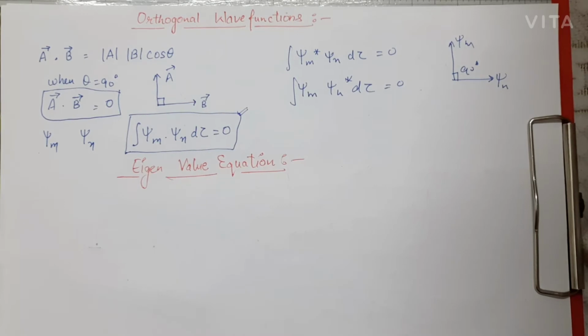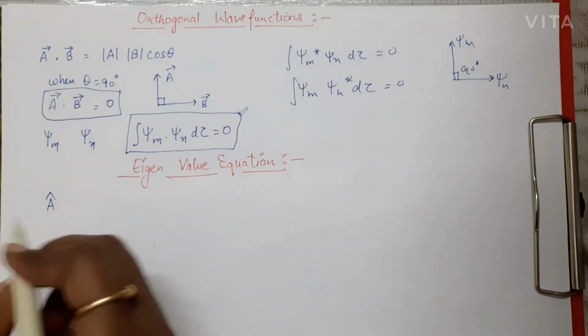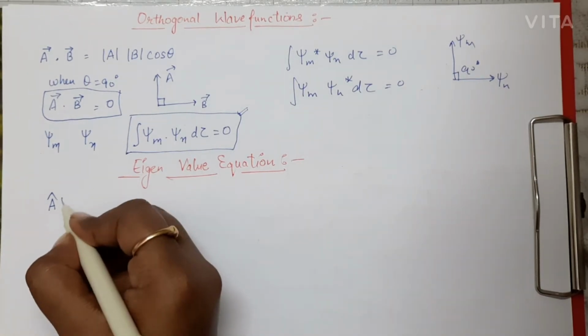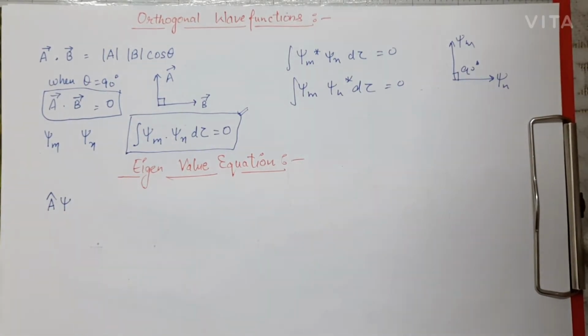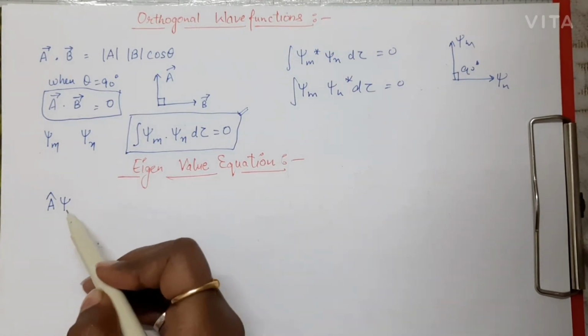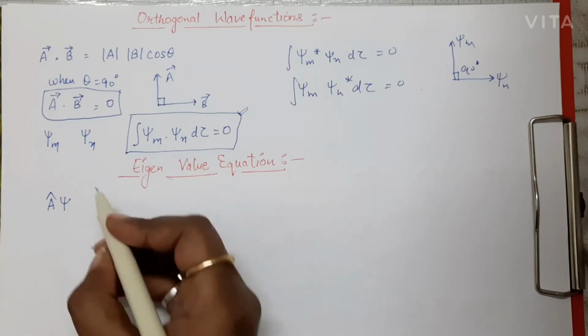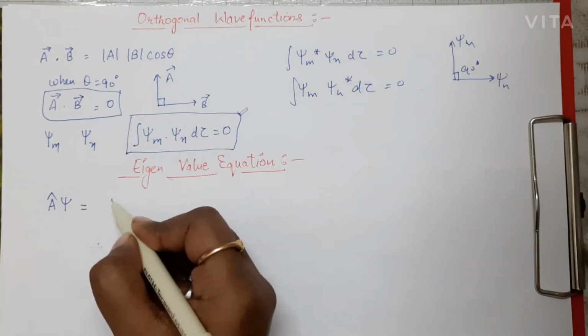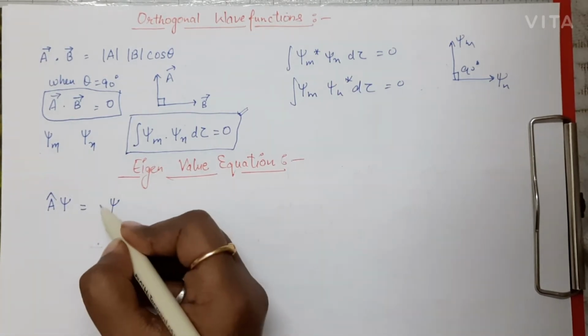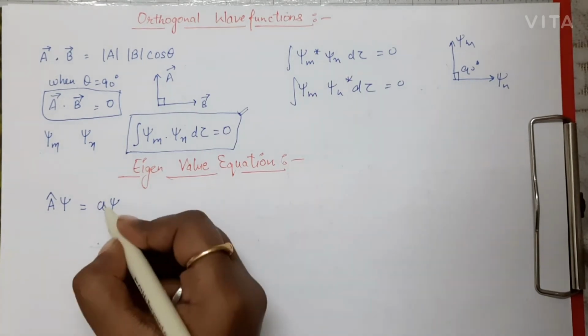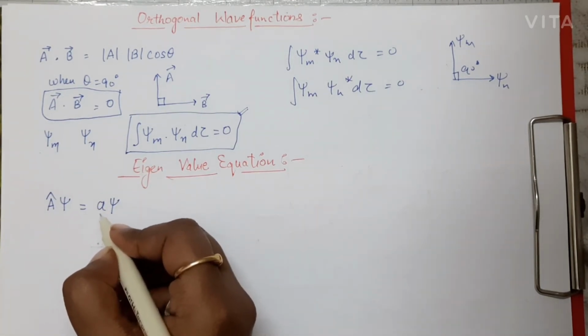So now we'll move on to the next topic, that is the eigenvalue equation. Now what is an eigenvalue equation? Suppose we have A cap, which is any operator, and we apply this operator on any wave function. Suppose psi is the wave function. You apply the operator on the wave function and solve it. After solving, you get your wave function back along with some constant. Here small a is your constant.